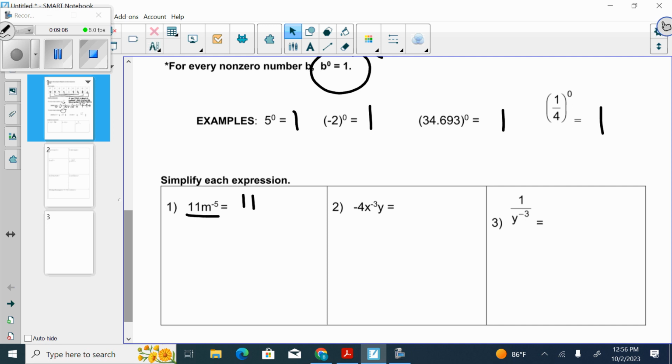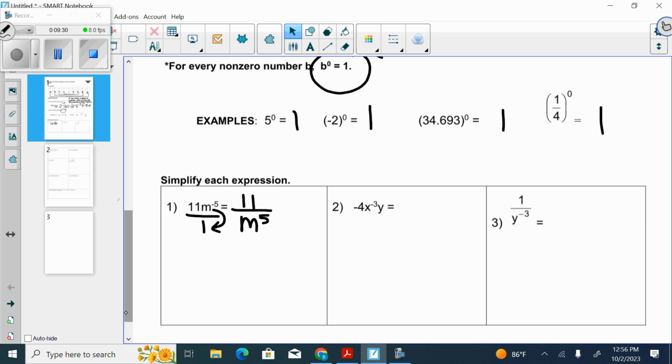And how would I fix that? How do we fix negative exponents? Where do we move them? Across the line. So the m is going to move to the bottom. So then I'd have m to the 5th. I can't divide 11 and m to the 5th. They're not like terms, so I'm done. This is a fraction. Yep, just leave it as a fraction.